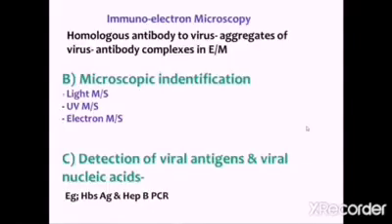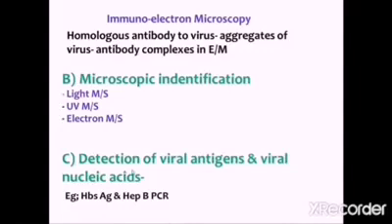Then is immunoelectron microscopy. If the antibody is homologous to the virus, the aggregates of virus antibody complexes can be seen with the help of electron microscope. Microscopic identification with the help of light microscope, and the example would be of multinucleated giant cells to see the cytopathic effect, ultraviolet microscope for fluorescent antibody staining of virus and infected cell, electron microscope to see the size and morphology of virus.